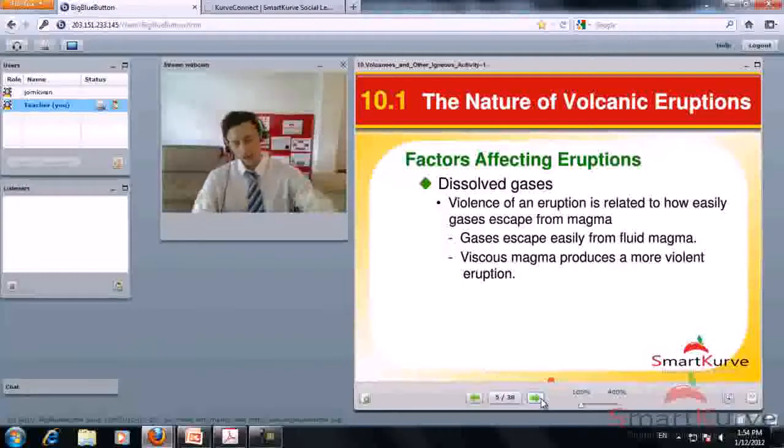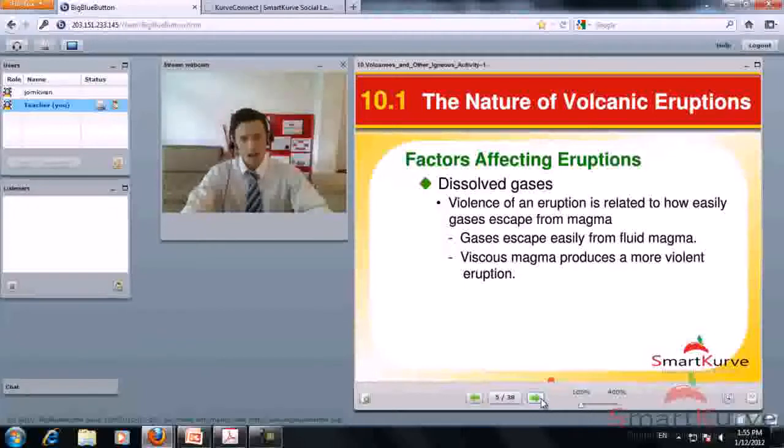It's the same. Try to imagine how easy it is to stir your finger in water versus stirring your finger in Jello. It's very difficult to push your finger through Jello. So the same thing applies to the air. The air bubbles cannot push their way out. So that highly viscous magma, that thick magma, is going to have more air. And so all that air, that gas, is going to expand very quickly when it gets to the surface. So that thick, viscous magma is going to create a more violent eruption.